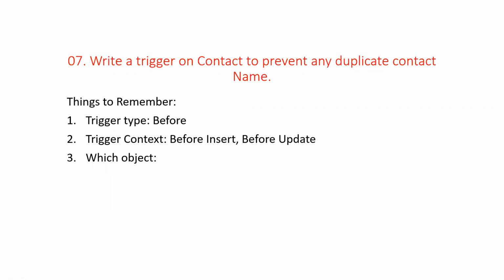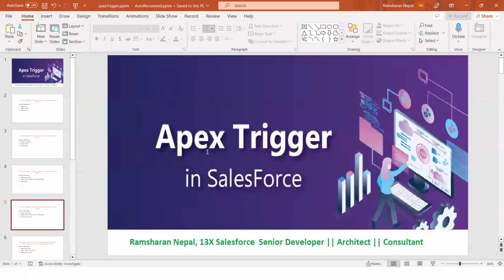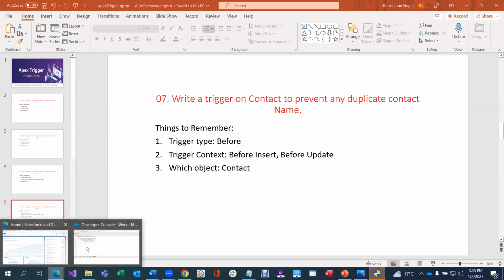The second thing is we need the trigger context. It should happen in case of before insert and before update. If there's an existing contact name, then it should not allow another record to be updated to the existing contact name. So it should prevent that also. And the object is contact. So we have a clear-cut idea of what we are doing. Let's go to the developer edition org and write our trigger.